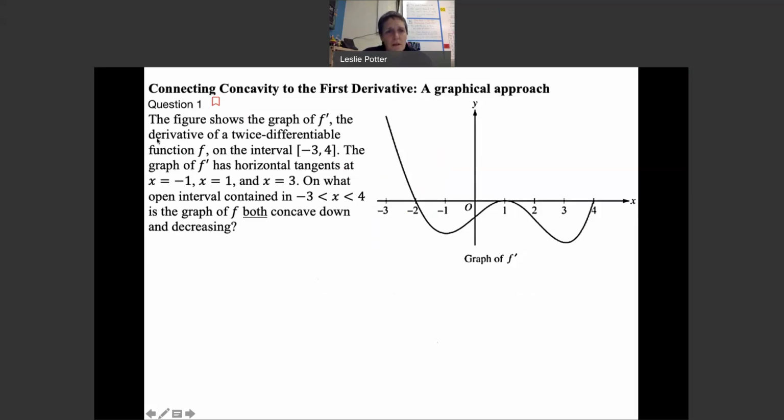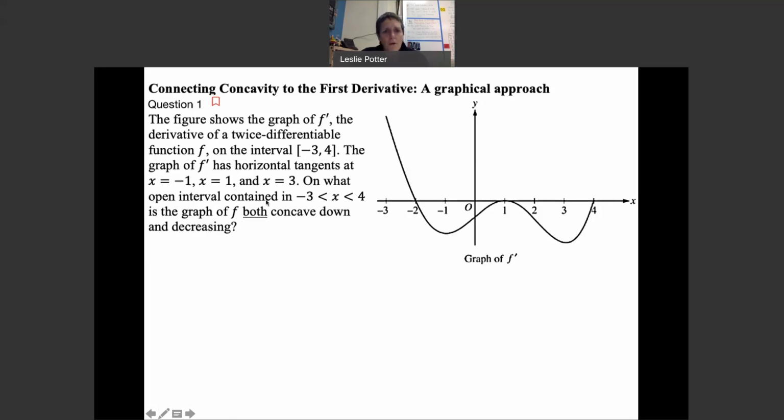So let's read the stem here. The figure shows the graph of the derivative of a twice differentiable function. That just means we have a first derivative and a second derivative. And we're going from -3 to 4, that interval. The graph of f prime has horizontal tangents at -1, 1, and 3. So it's got a horizontal tangent here and here and here.